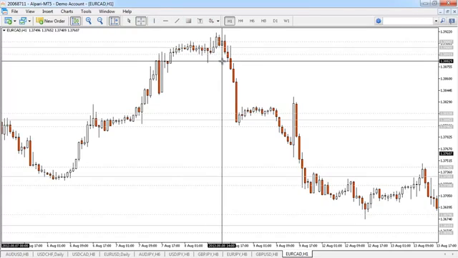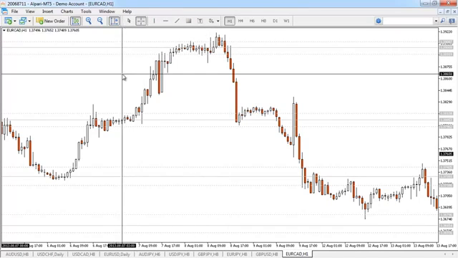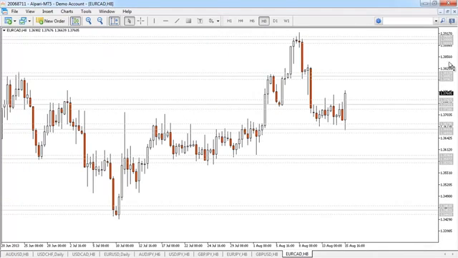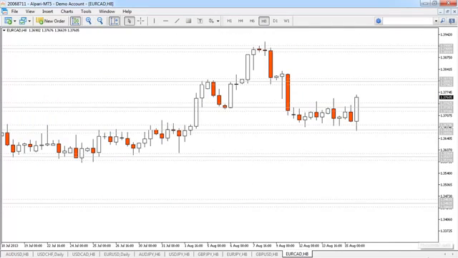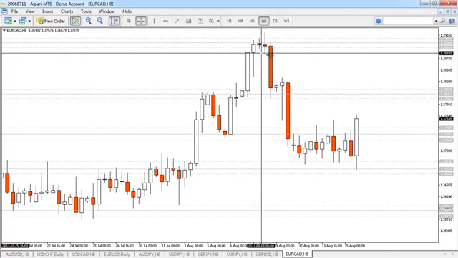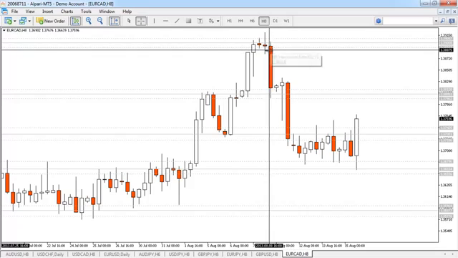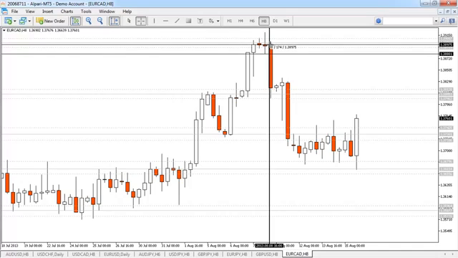Around about, wait, what was the exact number? I can't remember because it was 2 weeks ago. But let's go back to here. Let's zoom in. So this trade was entered on this candle here as it came down to the low, and it retraced up to around about here. Wait, where was it? Around about here.